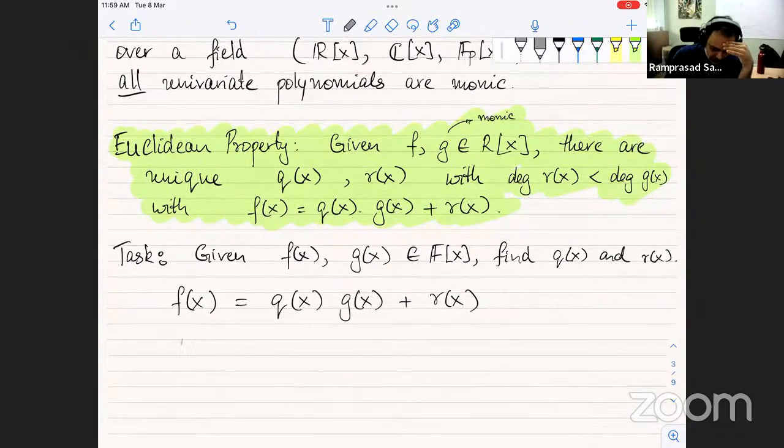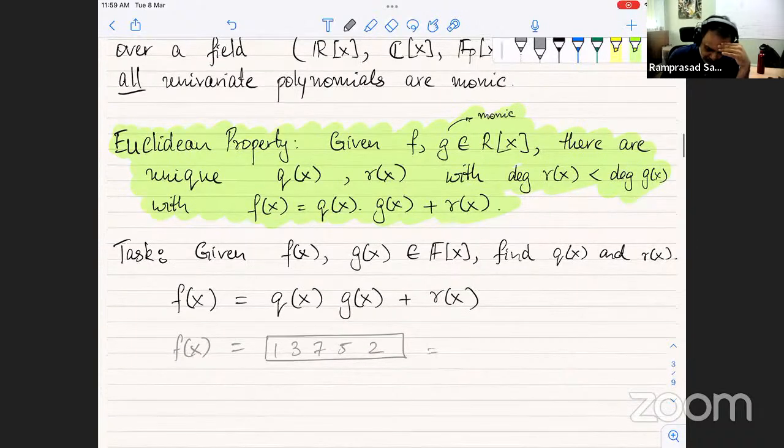Okay, so let's take an example, and I'm going to take f of x to be equal to, let's say, 13752. And this just means this is the polynomial 1 plus 3x plus 7x squared plus 5x cubed plus 2x power 4.